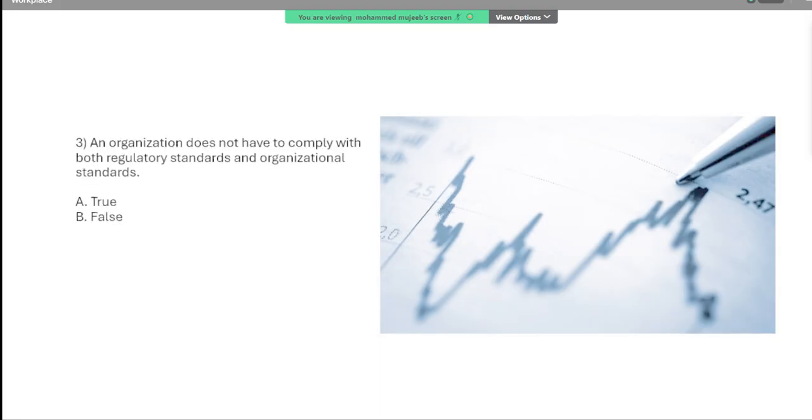An organization does not have to comply with both regulatory standards and organizational standards. True or false? Security compliance should be for regulatory standards or organization standards. Which one is false? Abu, you say false. Why do you think it's false? Oh yeah, you said does not have to. I didn't get it right. It has to. Yes, absolutely true. Very good.